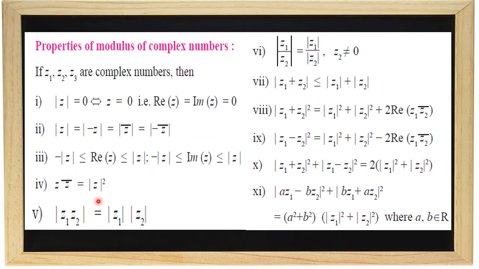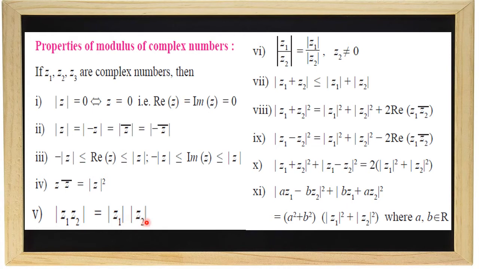and minus modulus of Z is less than or equal to real part of Z, which is less than or equal to modulus of Z, and minus modulus of Z is less than or equal to imaginary part of Z, which is less than or equal to modulus of Z, and Z into Z conjugate is equal to modulus of Z whole square. Similarly, modulus of Z1 Z2 is equal to modulus of Z1 into modulus of Z2.